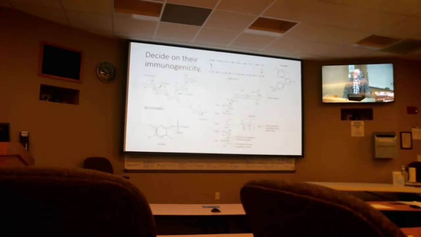All right, last one. Anybody recognize what this thing is? Well, yeah, it's peptidoglycan from the bacterial cell wall. Now, would that be a good immunogen?